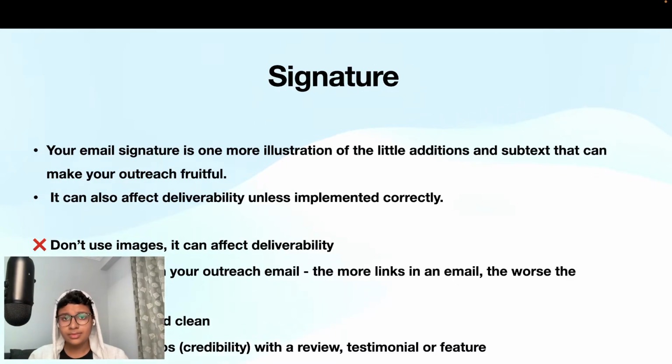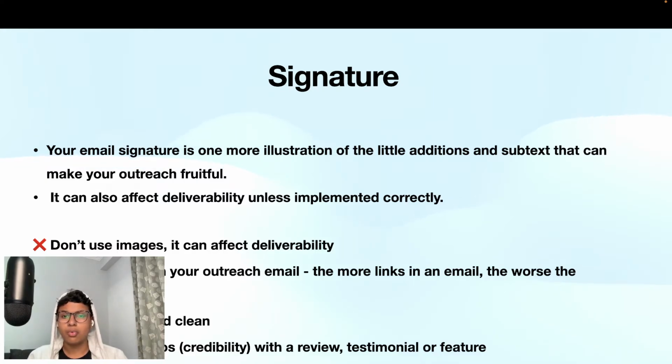Okay, now, number three would be to have a signature in place. So, with all the emails you're sending out to your prospective clients, you want to make sure at the end of the email you have a signature in place. Your email signature is one more illustration of the little additions and subtext that can make your outreach fruitful. It also affects your deliverability because it really comes down to whether you're implementing the signature correctly. If you're doing that, your deliverability will be high. If not, your deliverability will be low.